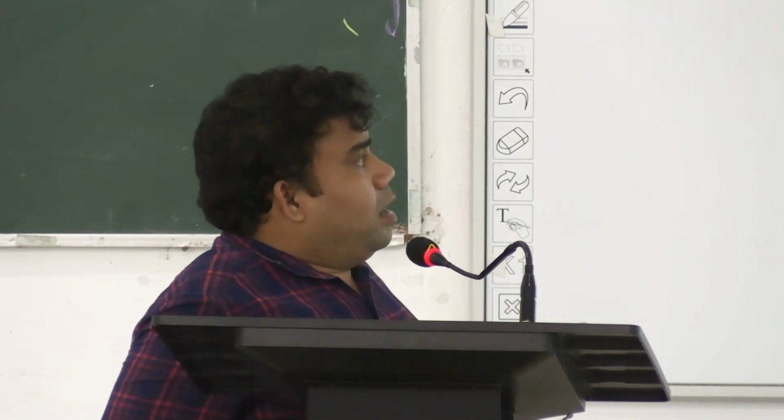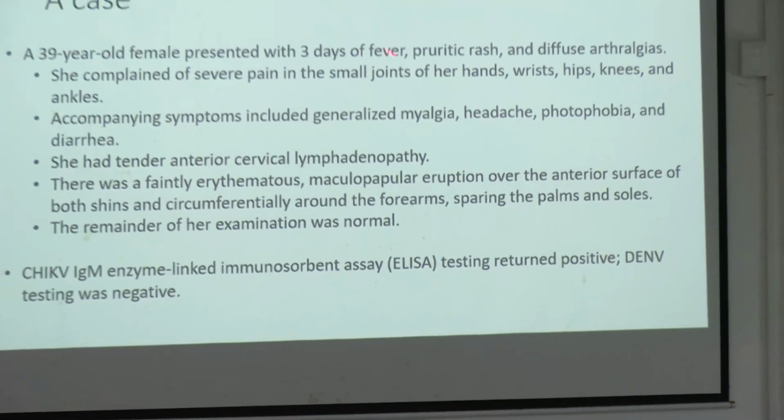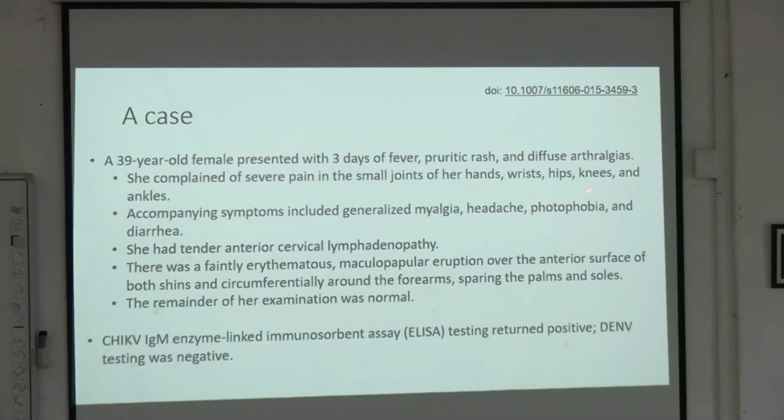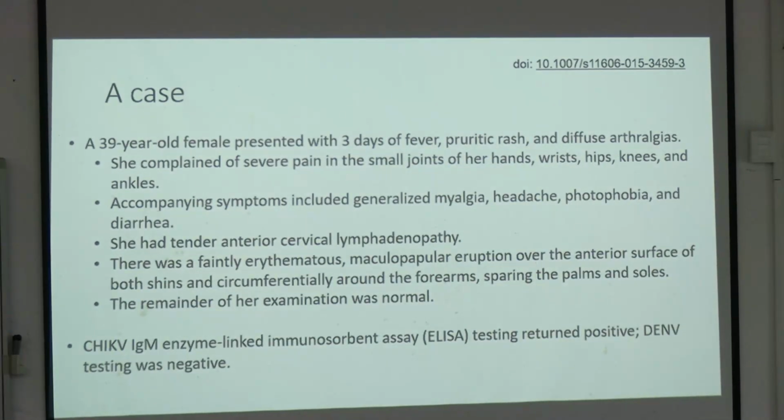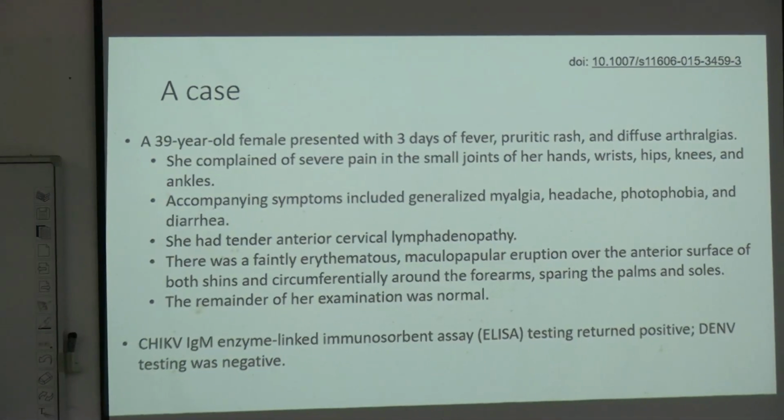Now let us look at another case like dengue. A 39-year-old female presented with a 3 days history of fever, pruritic rash and diffuse arthralgia. She complained of severe pain in the small joints of her hand, wrist, hips and knees, and she had a tender lymphadenopathy in the anterior cervical region. Along with that, there was erythematous maculopapular eruption.